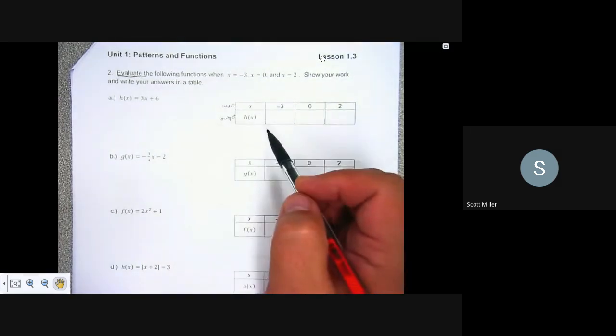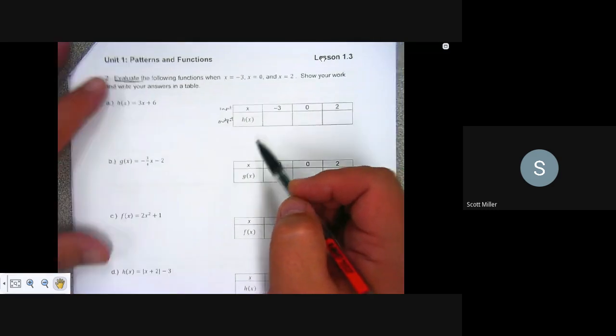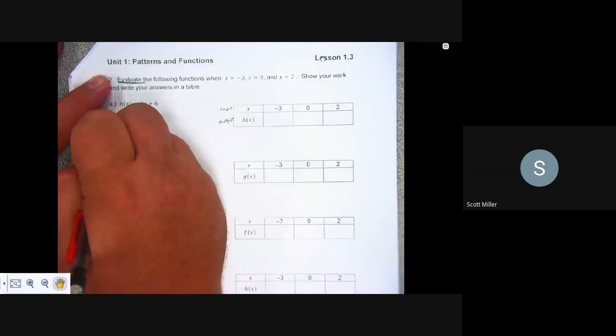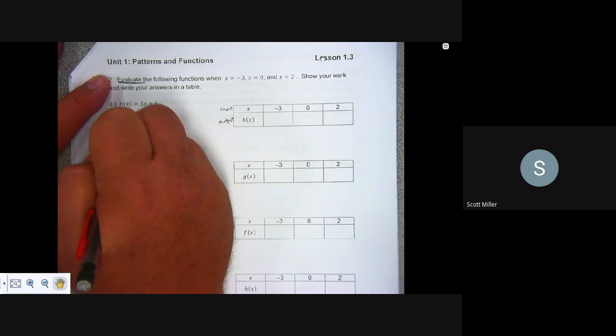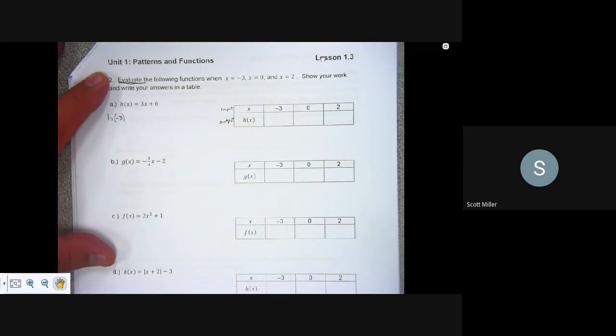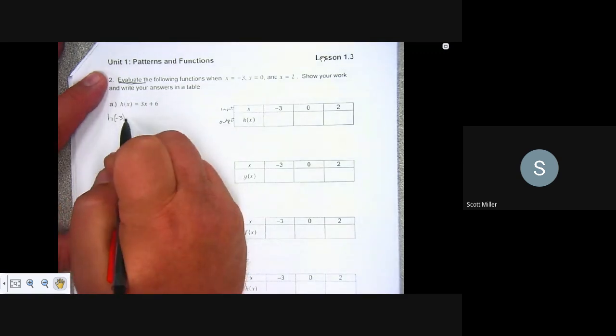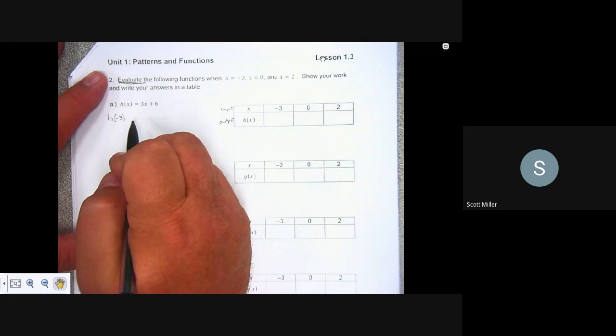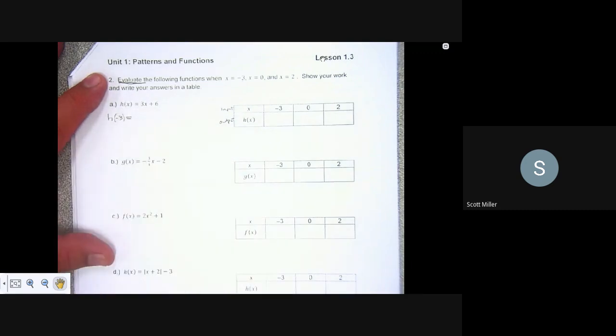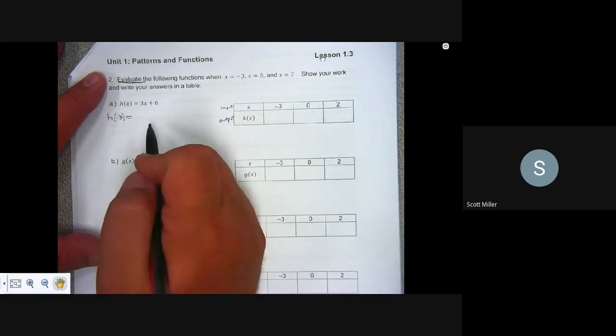Here is how I want you to write it. If x is -3, you will go over here and you will replace the x with a -3. So that is h at -3. This means the value of the function h at -3, which simply means to plug in -3. When you plug in any number into any formula of any type at any moment in this class, you will always plug it in using parentheses. Every time.